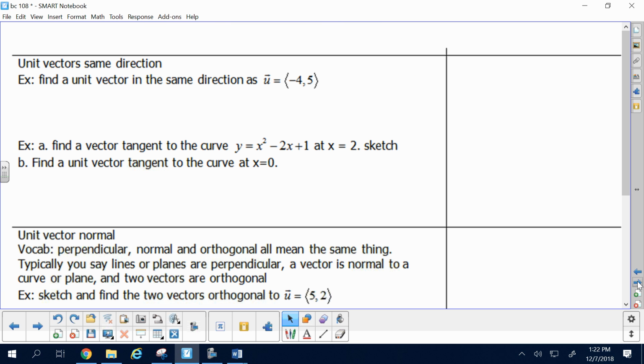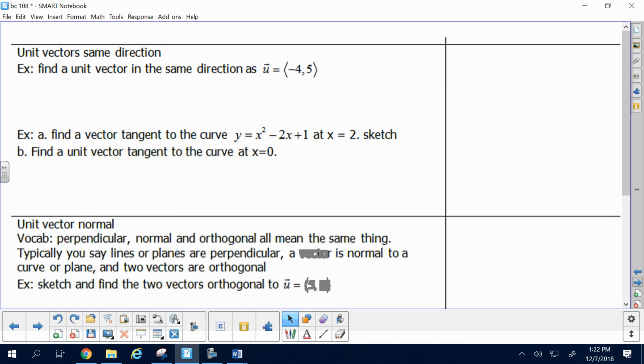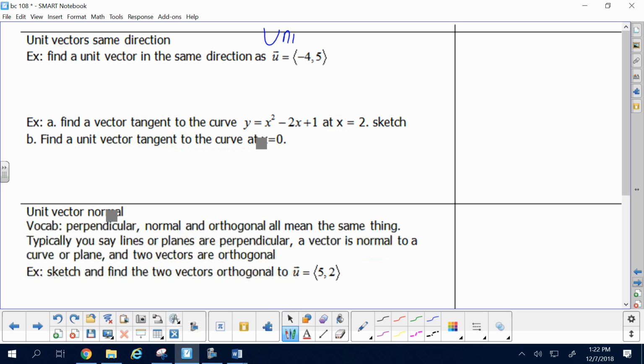Okay, unit vectors. What does unit mean to you in math? Unit means 1. Okay? Units are a type of measure, but unit is 1. Unit circle is a circle with radius of 1. Unit vector is a vector with a magnitude of 1. Vector with magnitude equal to 1. Okay, cool.